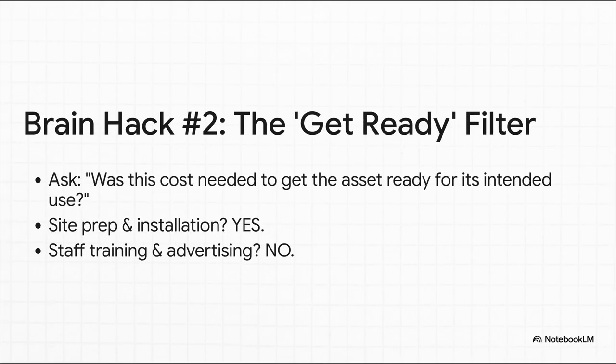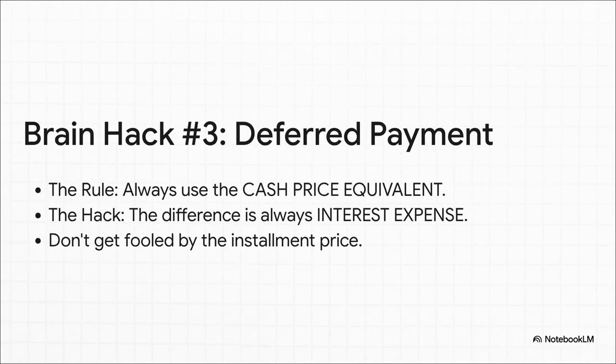Next, brain hack number 2, the get-ready filter. When you're staring down a long list of costs, just ask that simple question. Was this needed to get the asset ready? Site prep? Yes. Staff training? No. This is the fastest way to slice through the confusion. Brain hack number 3 is for installment purchases. Just remember, the asset's cost is the cash price. That's it. Anything extra you pay is just interest. Don't fall for the trap of using that big total payment number.